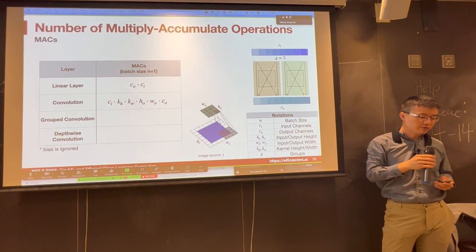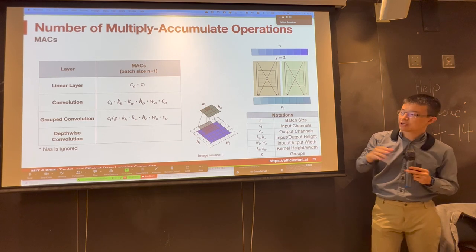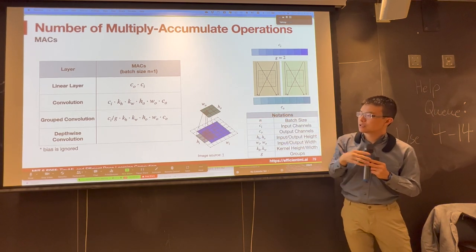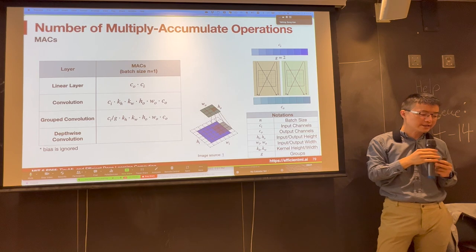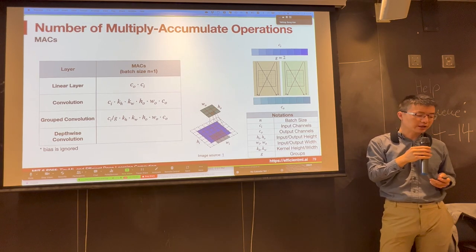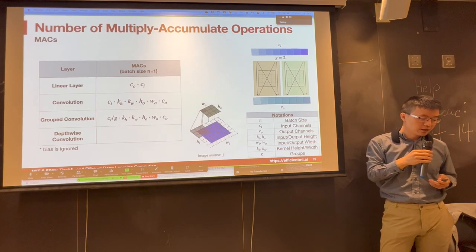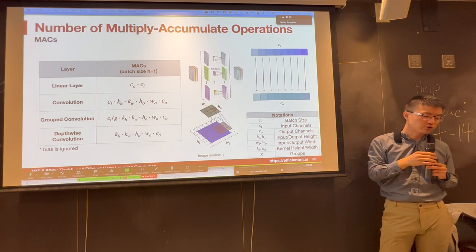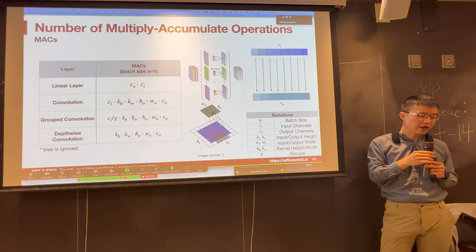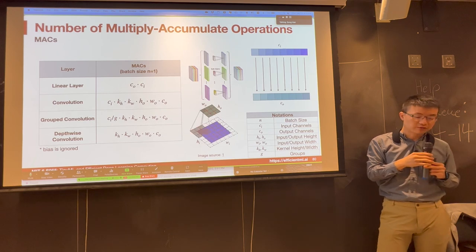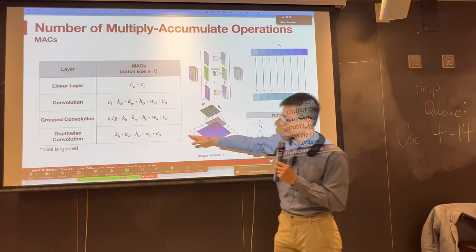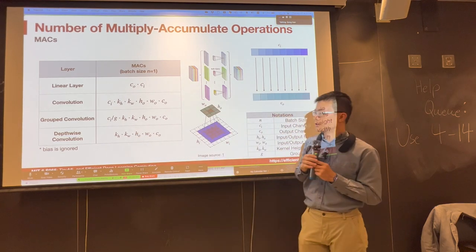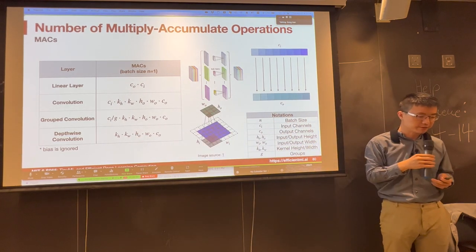What about for group convolution? Okay, so if we have two groups, then we have half the computation. And for depth-wise convolution, where the number of groups equals the number of input channels, the total amount of computation will be 5 terms multiplied together.